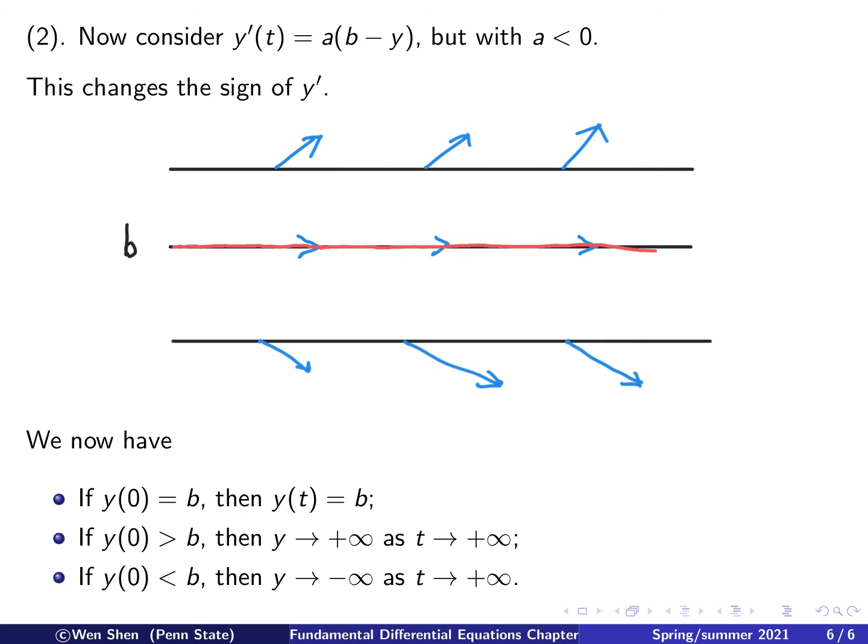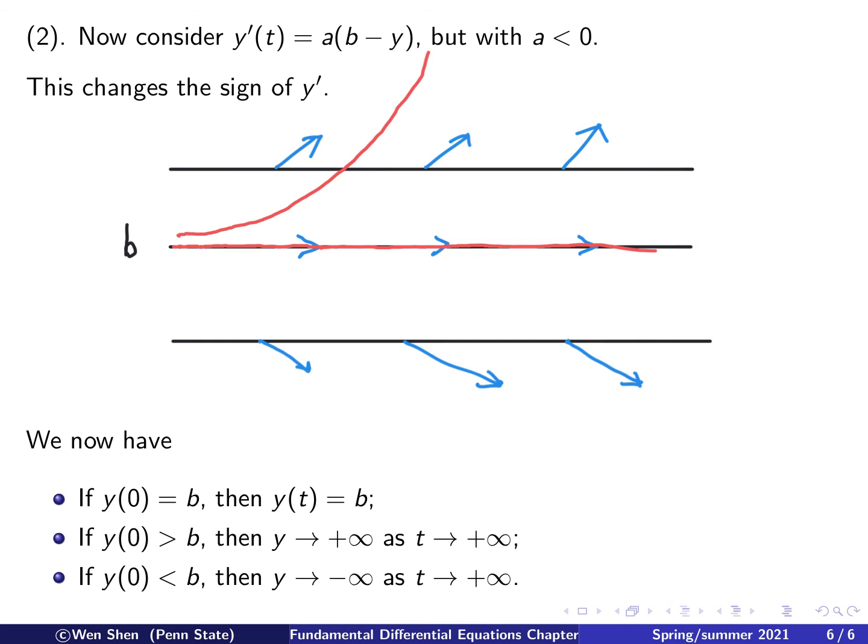Okay, second, if y is initially a little bit bigger than b, what will happen to the solution? Well, if you are bigger than b, then the slope is positive, so you will start going up. As you go up the slope gets bigger and bigger, so you go up faster and faster. And as t goes to plus infinity, you go to plus infinity. So that's what we concluded here: if y at 0 is bigger than b, then y goes to plus infinity.